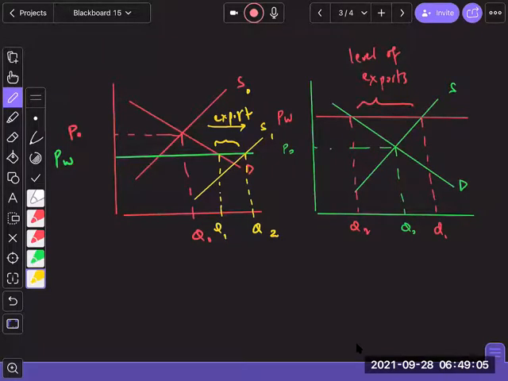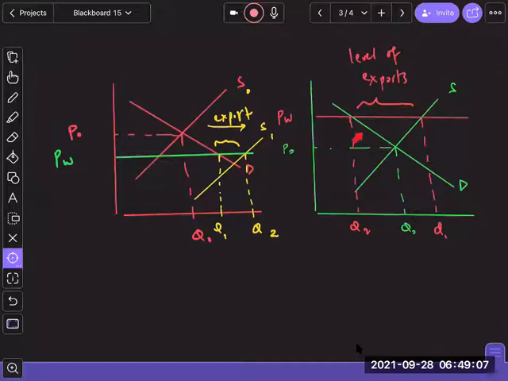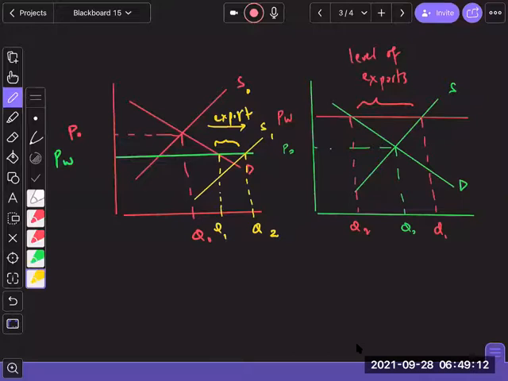Right? So kind of like you make this kind of a diagram, but assume that your supply was previously above and then became S1. So you gave a subsidy to make your exports go up. Got it, guys? Are we good?